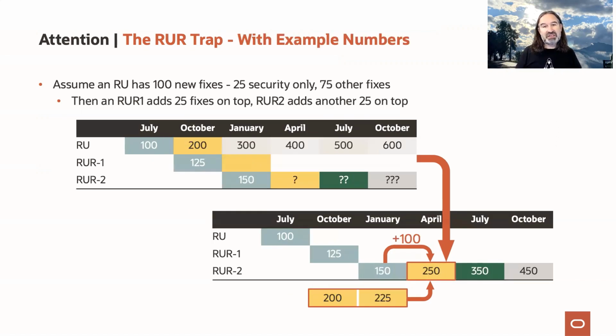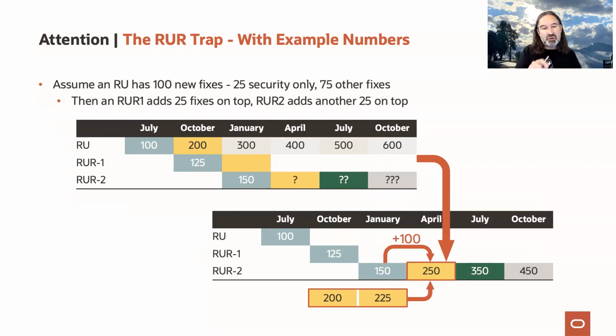I demonstrate this with example numbers, and then I think it makes it even more clear what I mean here. Let's assume an RU contains always 100 fixes. So the July one 100, the October one 200, the January one then 100 new ones, 300, and so on. Very simple example. 25 of these 100 are security fixes only. 75 are the other fixes. Just to make it very simple.